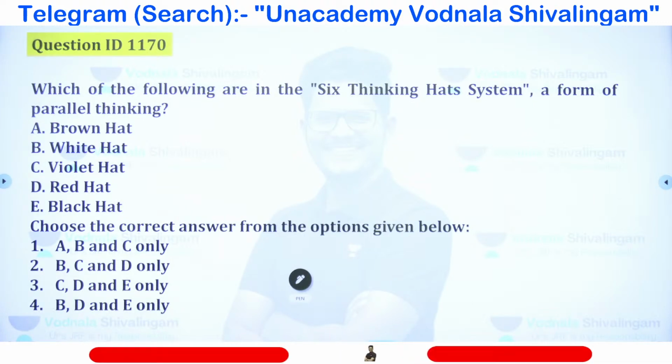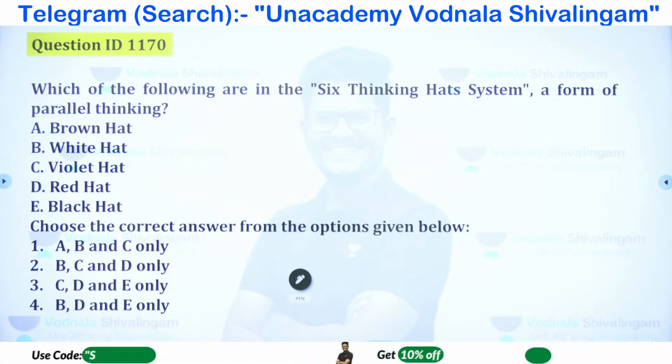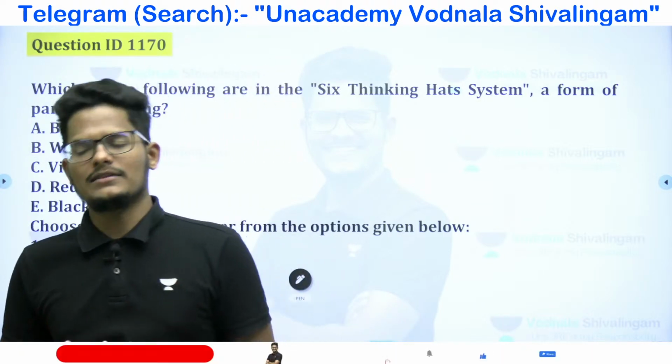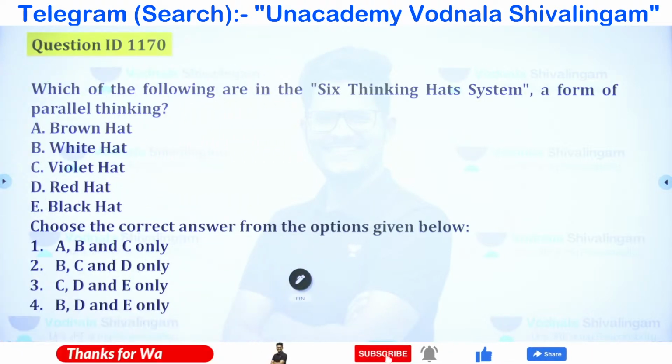Next, which of the following are the 6 thinking hat system? A form of parallel thinking. Out of the 6 hats, which are for the parallel thinking? That is another question.